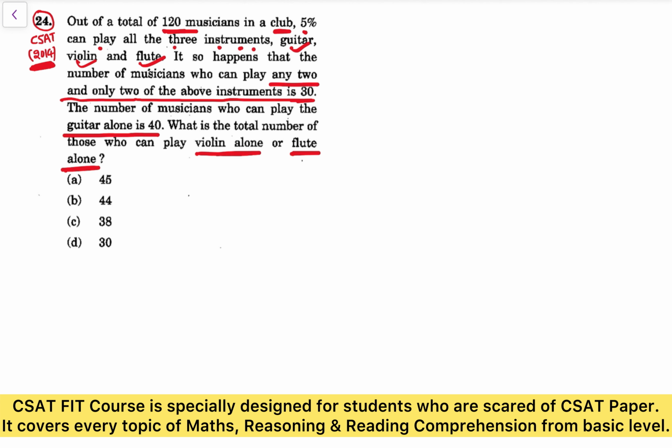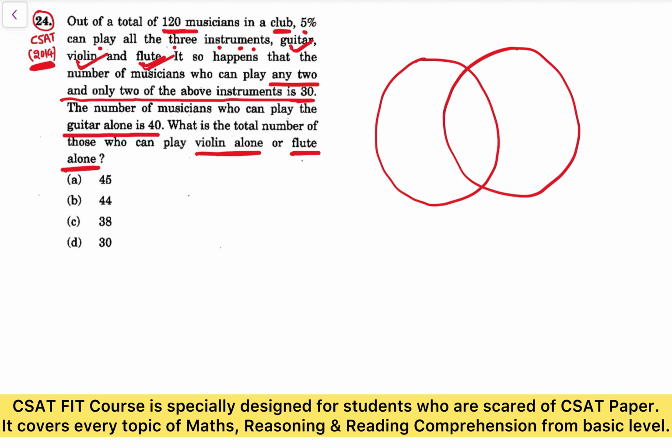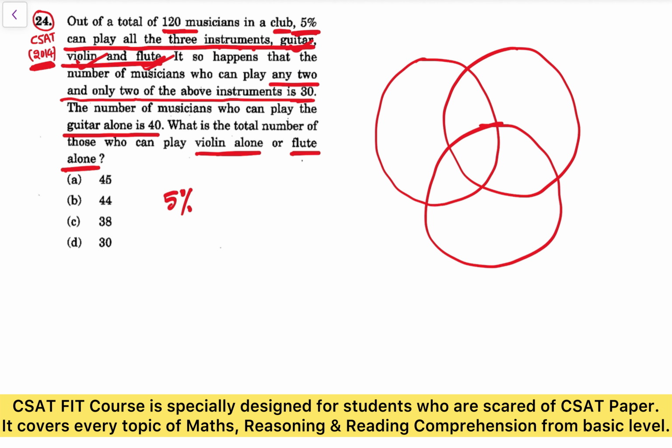So this is a question based on a Venn diagram. We can use the Venn diagram approach, since we have three attributes here: guitar, violin and flute. Because 5% can play all three instruments, that is given. We need to convert the percentage into numbers, because here 40 and 30 are given, and those are numbers.